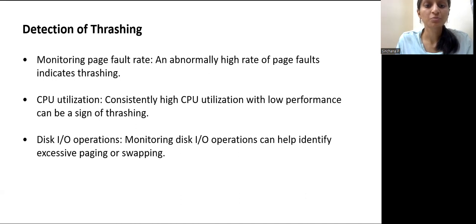Detection of thrashing. Monitoring the page fault rate: an abnormally high rate of page faults indicates thrashing. CPU utilization: consistently high CPU utilization with low performance can be a sign of thrashing. Disk input output operations: monitoring disk input output operations can help identify excessive paging or swapping.